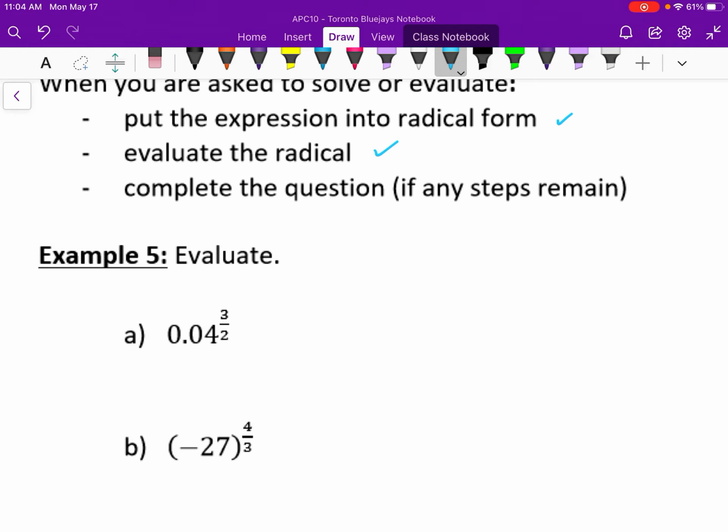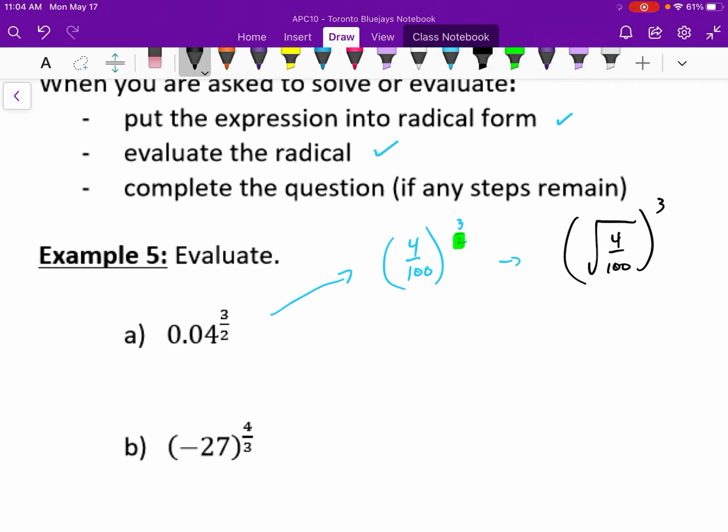I am going to move this as 4 over 100 to the power of 3 over 2. Now, the reason why I did that is because it makes it so much easier, in my mind, anyways. I can do it another way. So now I'm going to apply the radical. So it's really the square root of 4 over 100, all that to the power of 3. What is the square root of 4 over 100? Now, you can apply your square root independently to the numerator and the denominator.